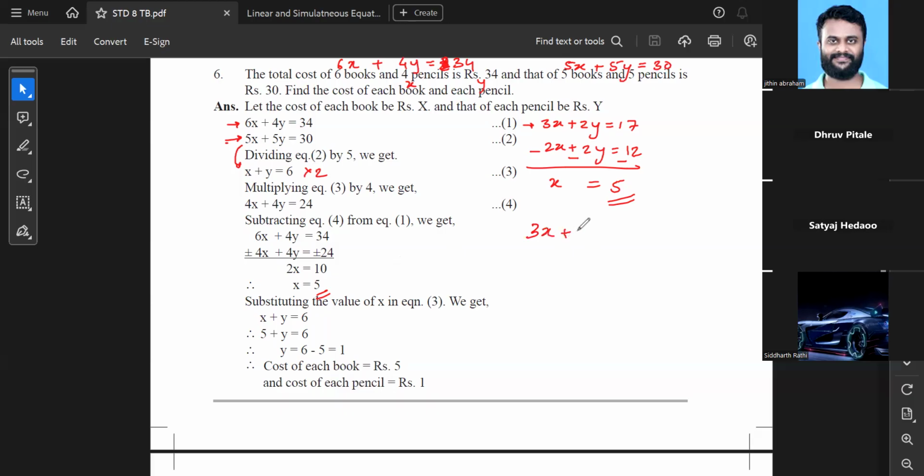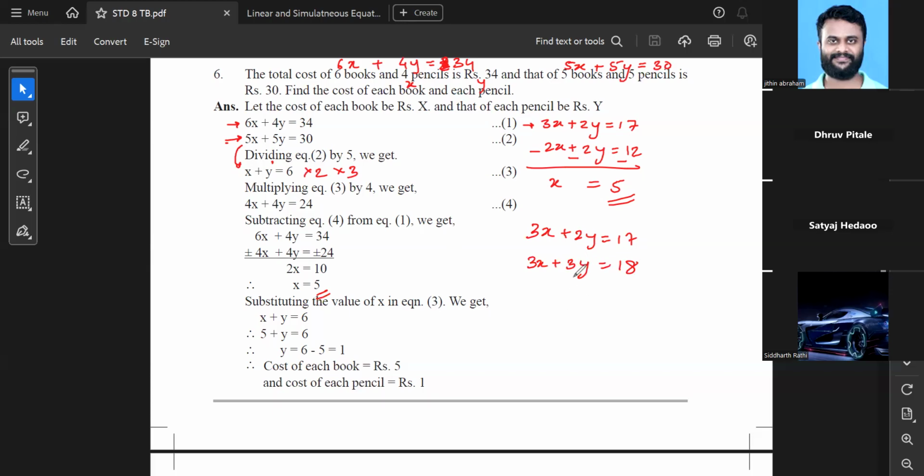So you have this equation 3x plus 2y is equal to 17. This is your one equation. Now this time what I'll do, x plus y is equal to 6, so I'll multiply by 3. Instead of 2, I'll multiply by 3. So that will give me 3x plus 3y is equal to 6 into 3, which is 18.